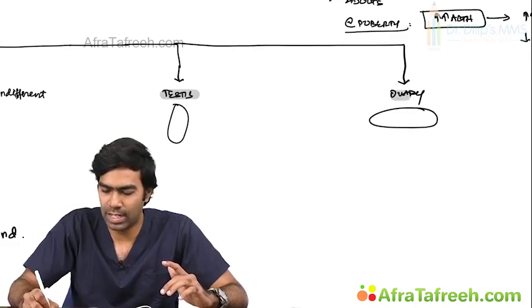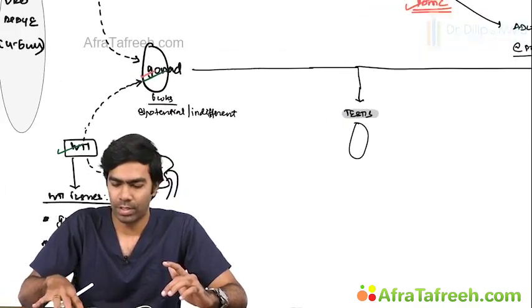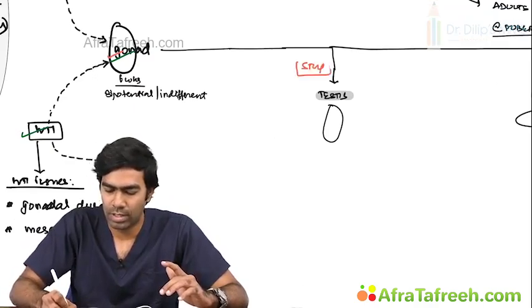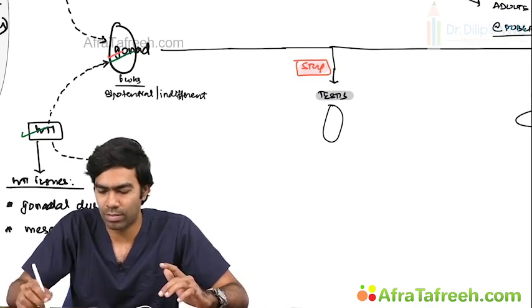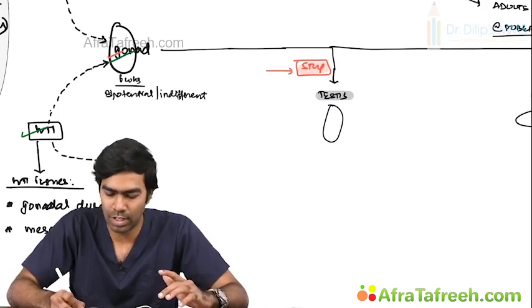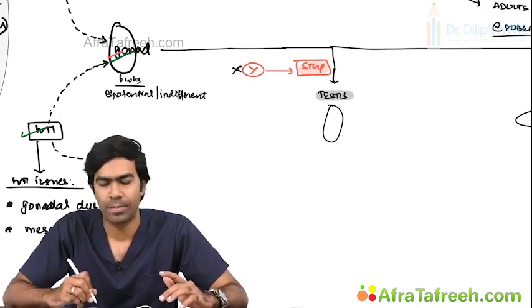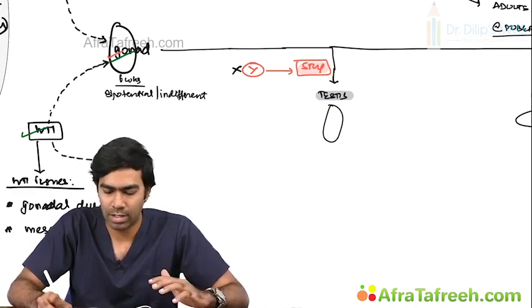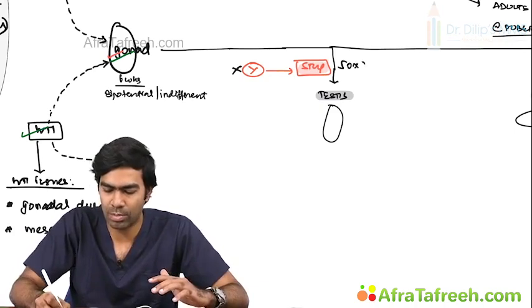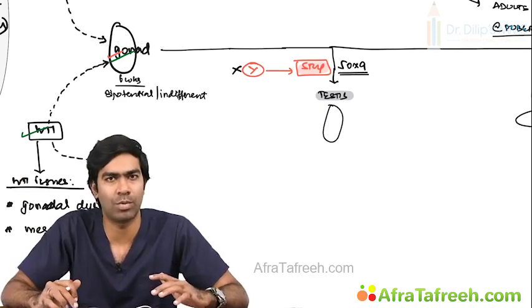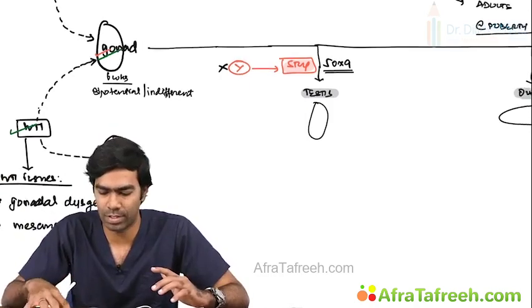So what are the things that determine the differentiation of this gonad? The first and foremost important thing is the SRY. The presence of this SRY protein coming from the SRY region of the Y chromosome is really, really, really important for development of the testis. Apart from that, there are some other downstream players like SOX9, which is also important for the development of the testis. The importance of SOX9 will be understood when you start understanding these disorders of sexual differentiation.